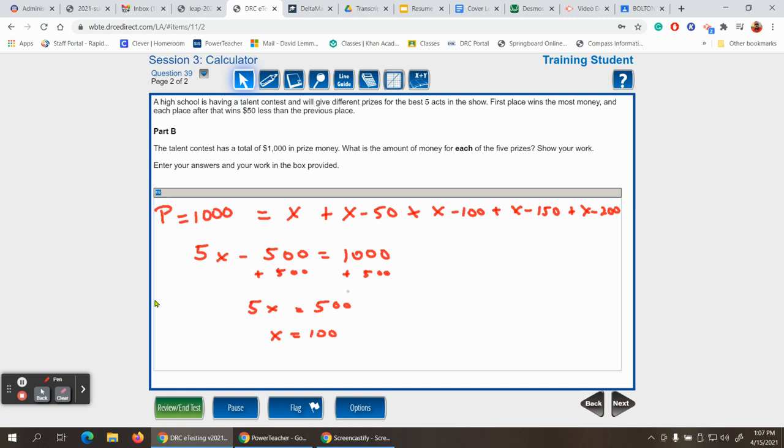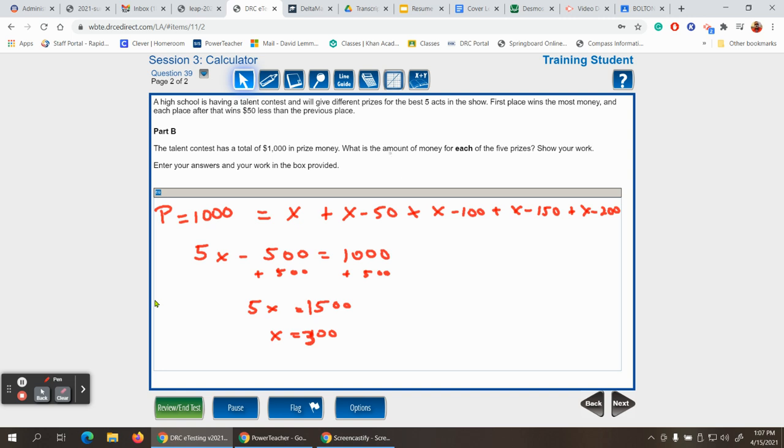I'm sorry, X equals $300. I can't divide for some reason, because that's $1,500 and that would be $300.